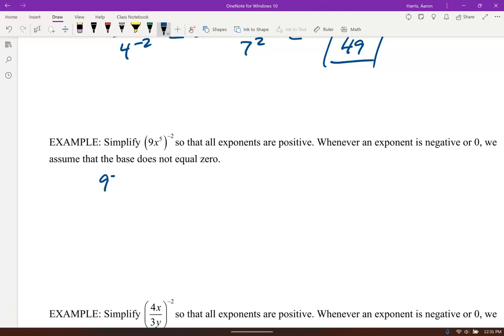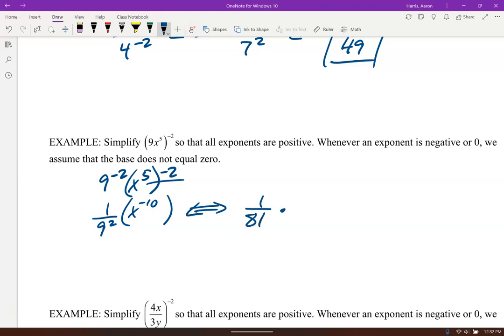We got 9 to the negative 2, x to the 5th to the negative 2. Well, 9 to the negative 2 is 1 over 9 squared. X to the, I'm going to power of a power, that's x to the negative 10. So this becomes 1 over 81. X to the negative 10 is 1 over x to the 10th. Multiply my numerators, and there we go.